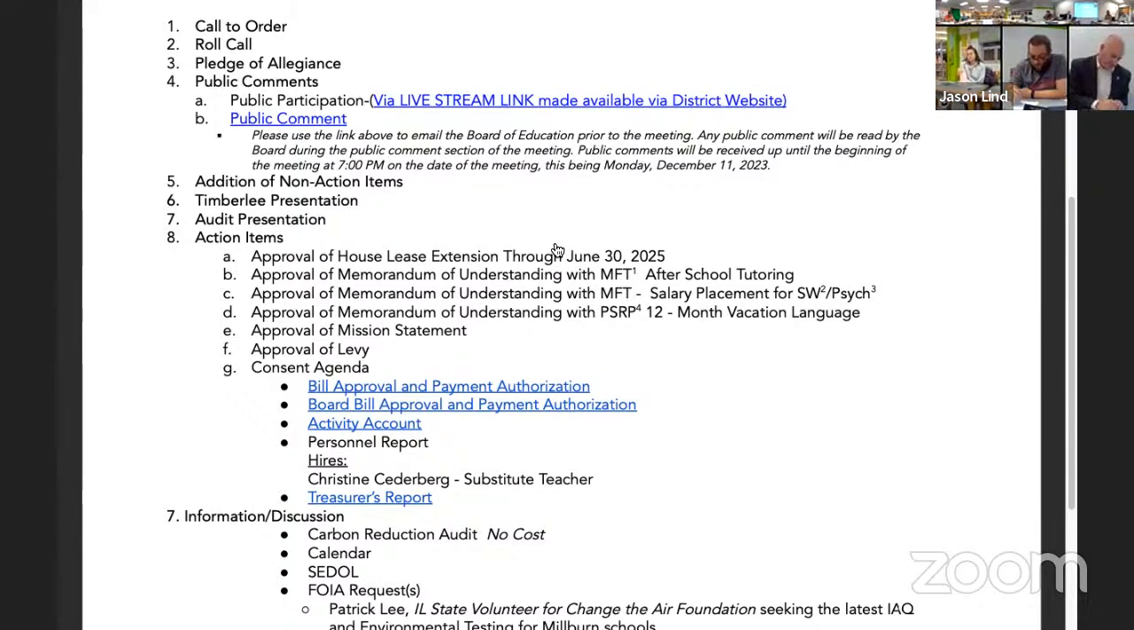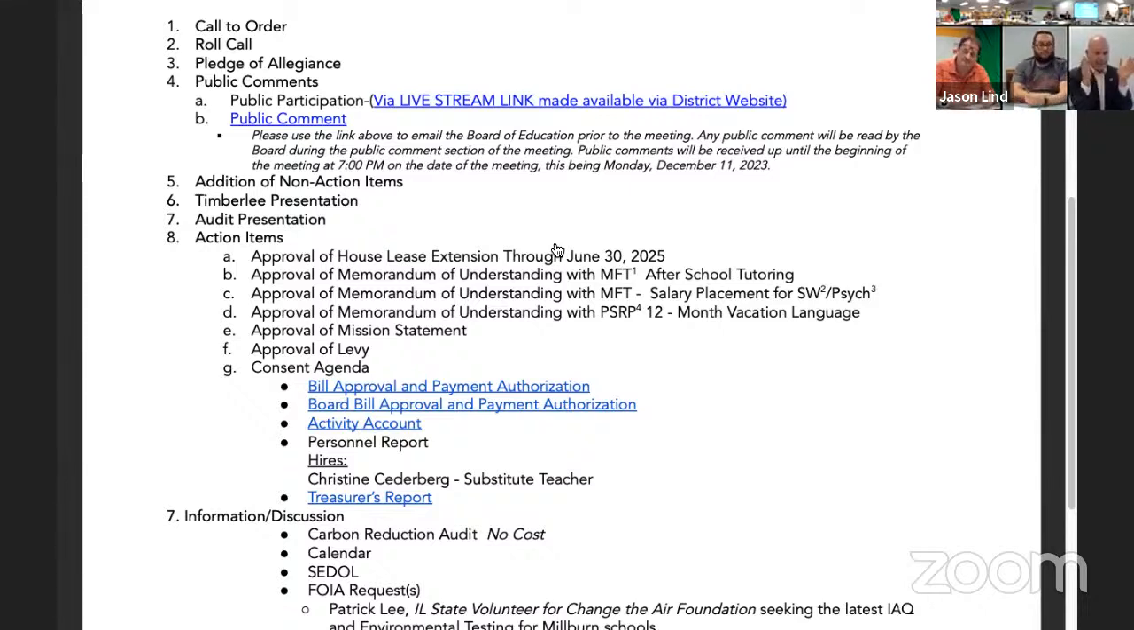Approval of memorandum of understanding with PSRP 12-month vacation language. So this is cleaning up the language to help it be more clear because there were different interpretations of when a 12-month employee, which would be our custodians and secretarial staff, are taking vacation or earning their vacation. When do they get it? This cleans up the language. Didn't change anything. Just made it more clear.